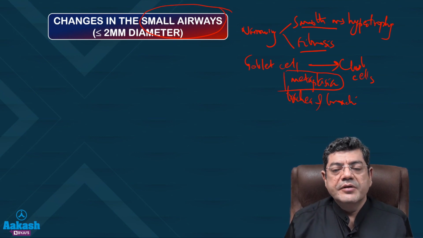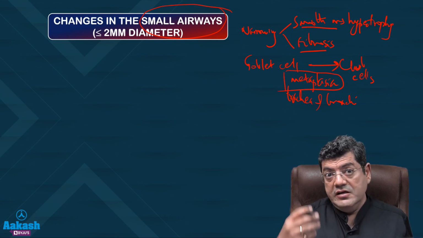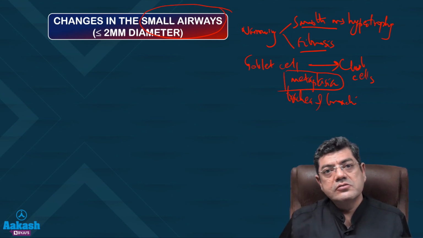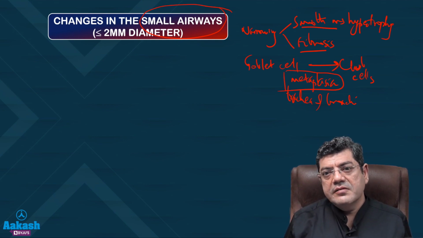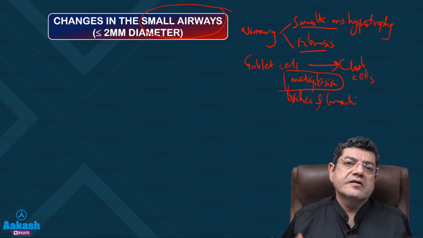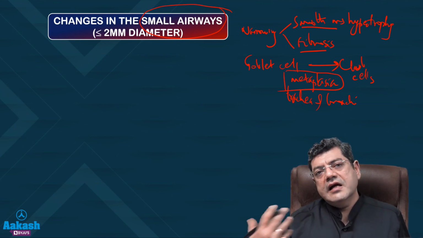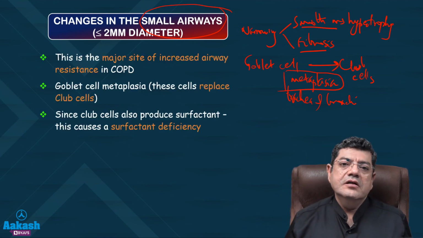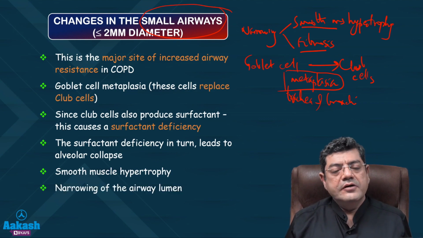And because these increase mucus, that also leads to more airway narrowing. Another problem is that since they are replacing the club cells, it causes surfactant deficiency, and that tends to cause alveolar collapse, right? I told you all of that.